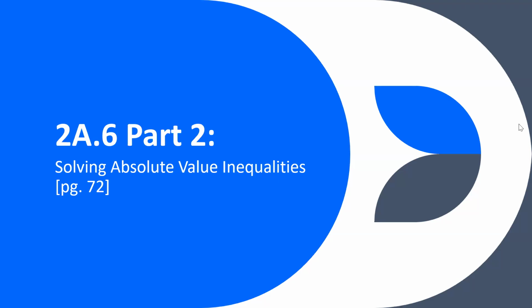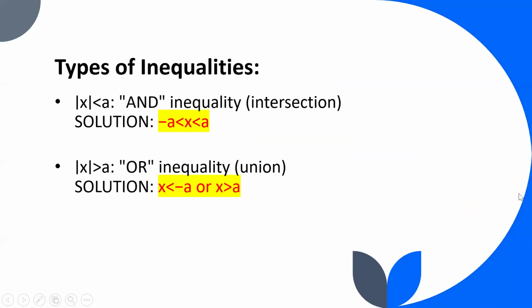Okay, here we go. 2A.6 part 2, solving absolute value inequalities. So remember, inequalities means that I'm taking the equal sign out and I'm putting in my greater than, less than, equal to symbols, right? All right. So let's talk about our inequalities. So there are types of inequalities.